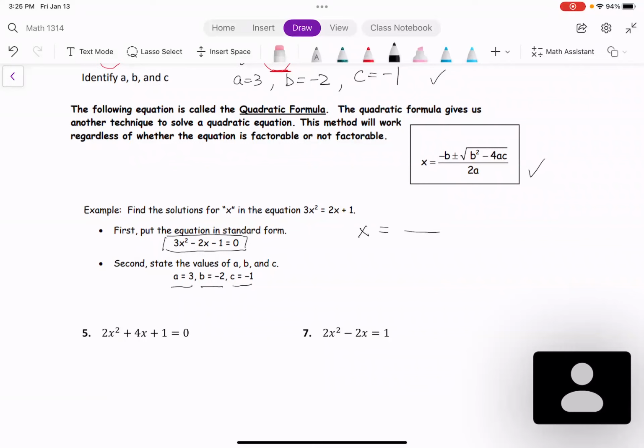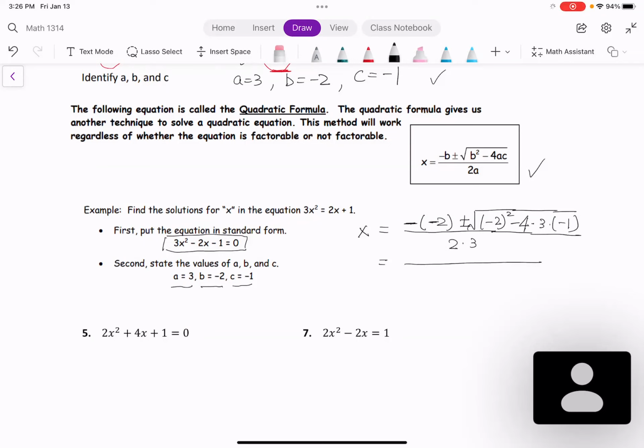So x equals negative b, which is negative 2, plus or minus square root of b squared. B is negative 2, so we must use parentheses to contain the negative b's value. Negative 2 squared minus 4ac, 4 times a is 3, c is negative 1, all divided by 2a, 2 times 3.